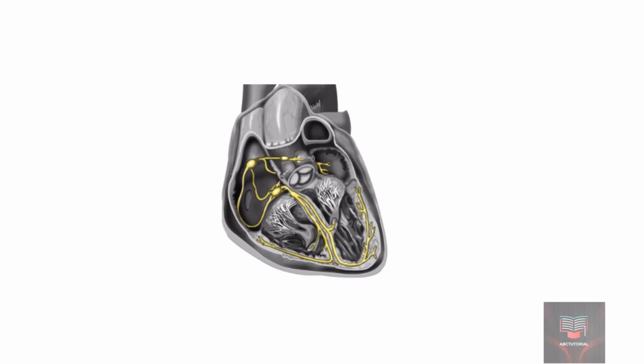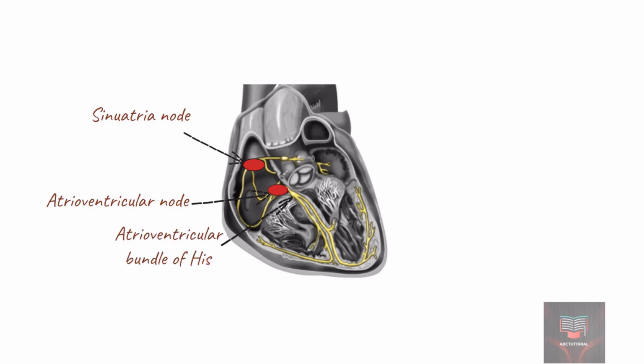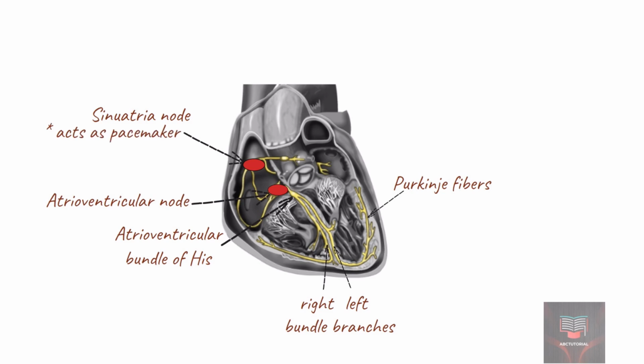These cardiac conduction systems include the sinoatrial node or SA node, the atrioventricular node or AV node, the atrioventricular bundle of His, the bundle branches, and the Purkinje fibers. The sinoatrial node is located in the right atrial wall. It typically acts as the pacemaker, setting the rhythm for the contractions of the heart. The SA node typically initiates an action potential at a rate of about 100 times per minute.